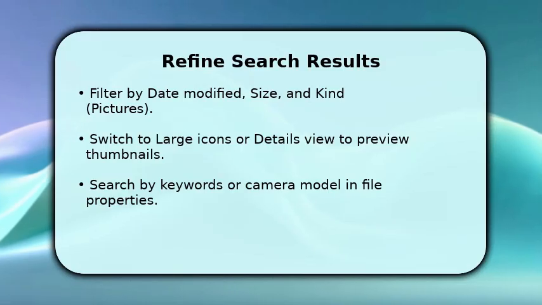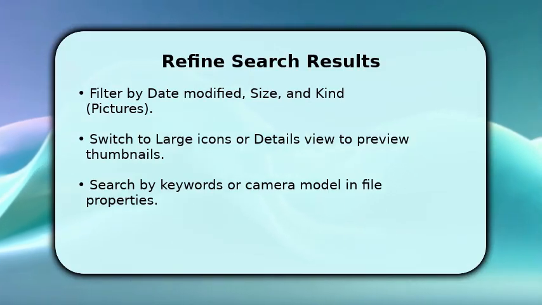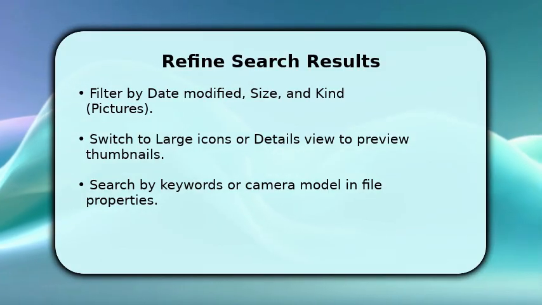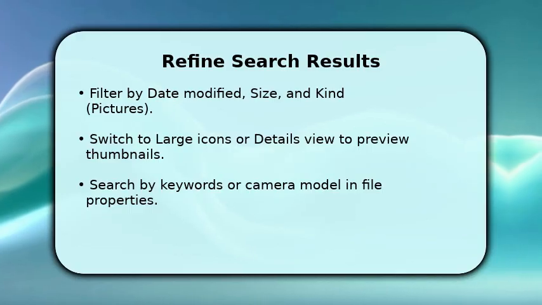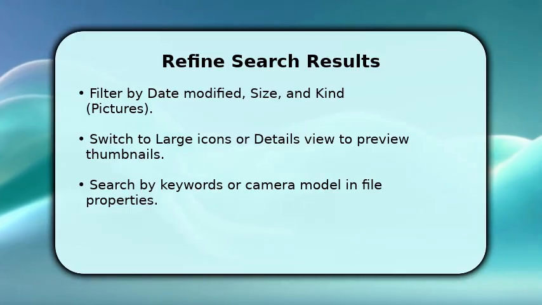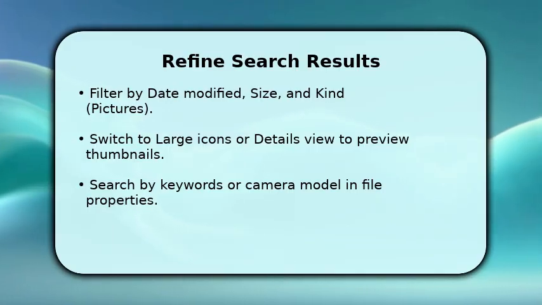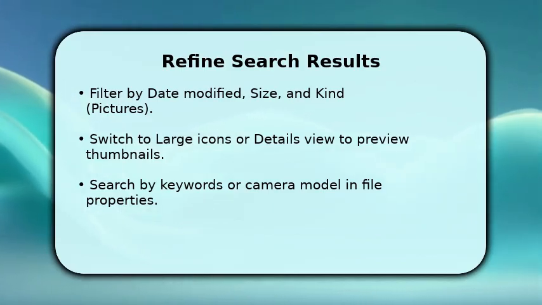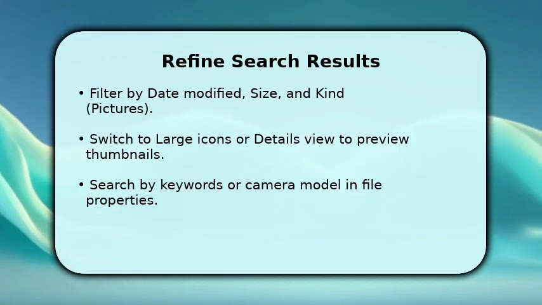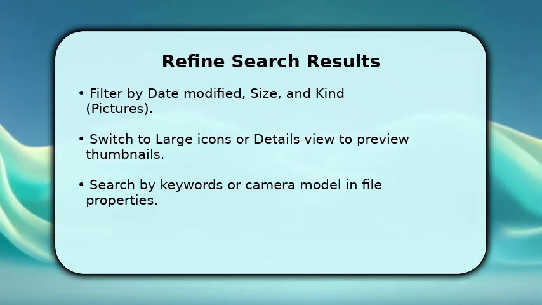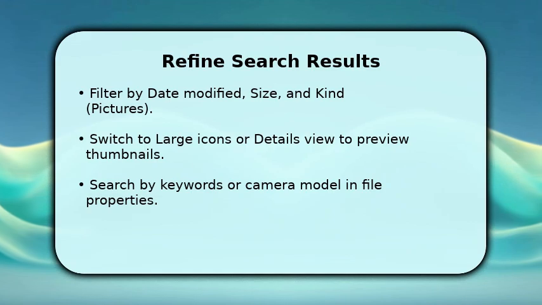Once you have initial results, refine them with filters. Choose Date Modified to find recent shots, Size to exclude tiny files, and Kind set to Pictures for accuracy. Make sure to switch to large icons or use the Details pane to preview thumbnails and metadata. This saves opening each file. You can also search inside metadata by typing keywords or camera model into the search bar if EXIF data exists. These steps speed up locating the exact picture by narrowing hundreds of files to a handful.